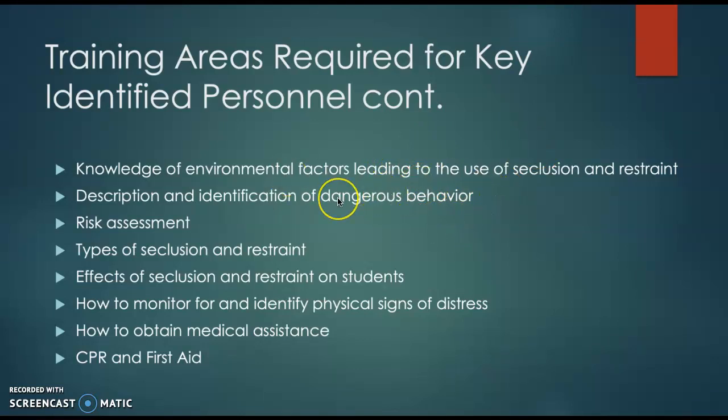Different types of seclusion and restraint. There's a whole variety. There's physical, there's chemical, mechanical. Effects of seclusion and restraint on the students. Seclusion and restraint doesn't just happen and it's over. Students and staff both are impacted by it, and it's important to understand that. How to monitor safety and distress. Nobody wants anyone getting hurt or even, in the worst case scenario, dying. That's why we have CPR and first aid training as well.